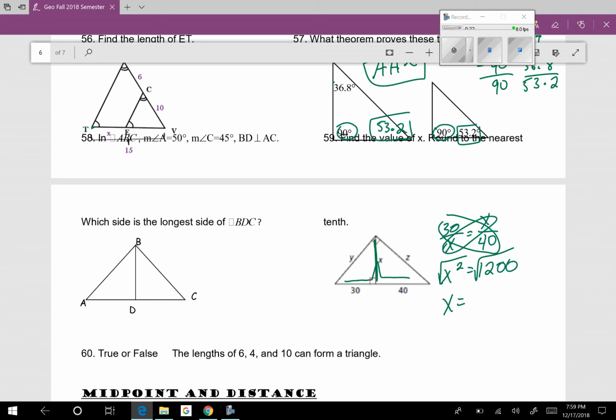And so you get x is 34.641, and it goes on. Now we need to round our answer to the nearest tenth, so you look at the hundredths. Here's a 4. The 4 is not going to make that 6 round up. So x is 34.6.